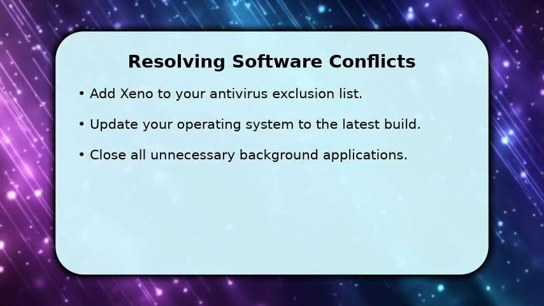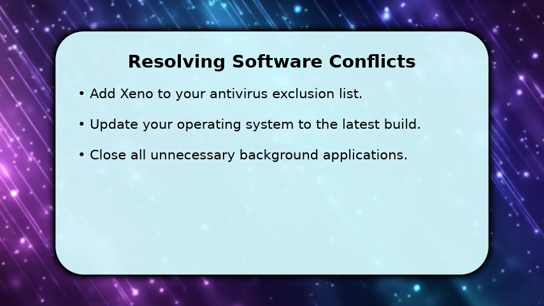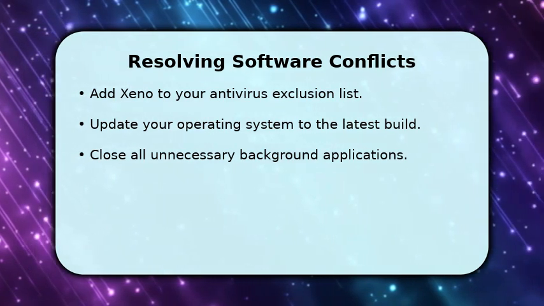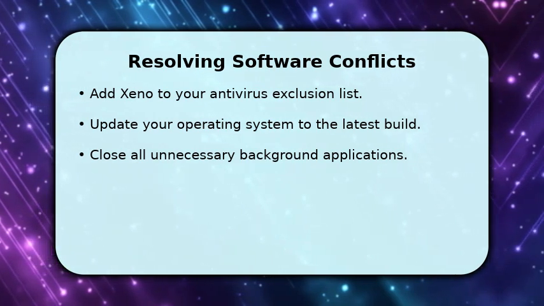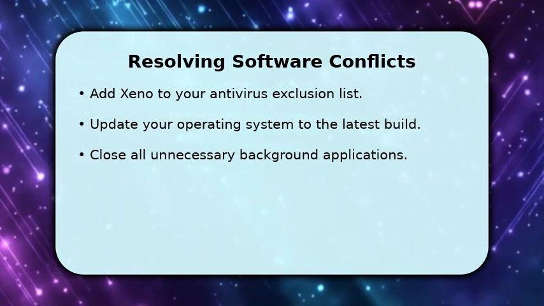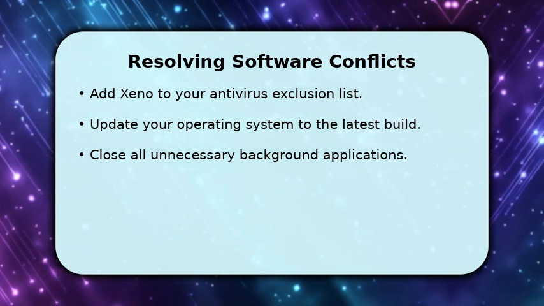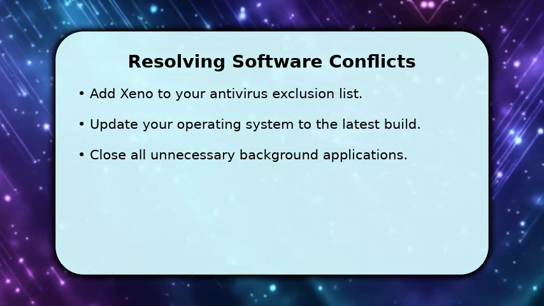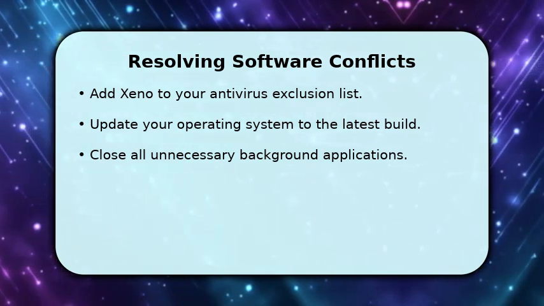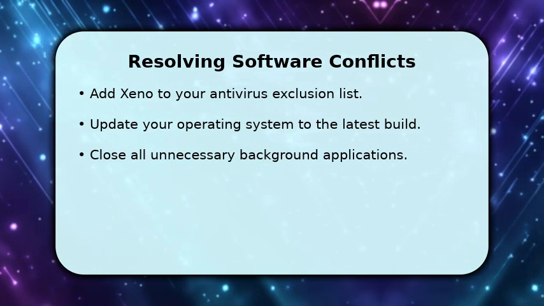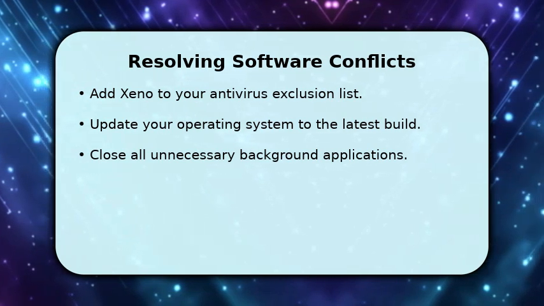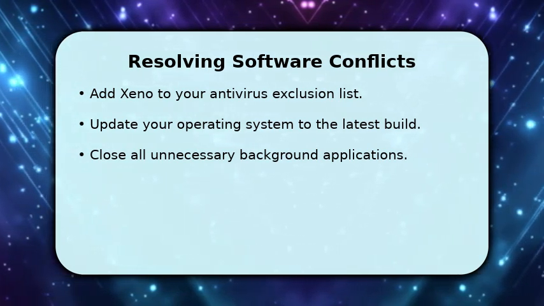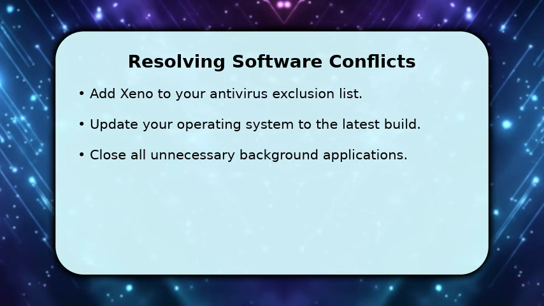Moving on, software conflicts are a common culprit. You should add Xeno to your antivirus program's exclusion list to prevent it from being flagged incorrectly. Also, ensure your operating system is updated to its latest build, as older versions can cause instability. Furthermore, close any unnecessary background applications that might be consuming resources or interfering with Xeno. Taking these steps can significantly reduce crashes and improve performance.